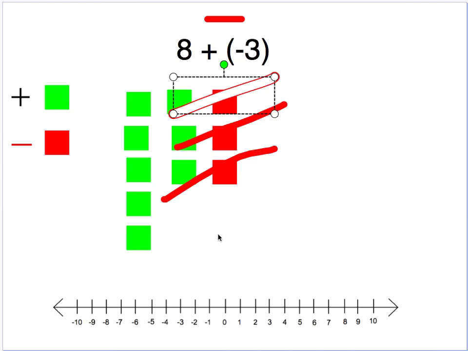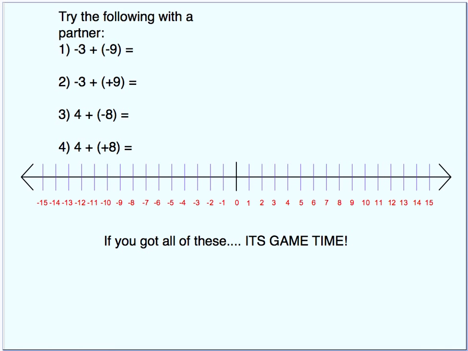So now we know how to add positive and negative integers on a number line, but we also know how to do it using blocks. Try the following as practice. And you can hit pause. This has been a review of adding positive and negative integers using number lines. Thanks for watching.